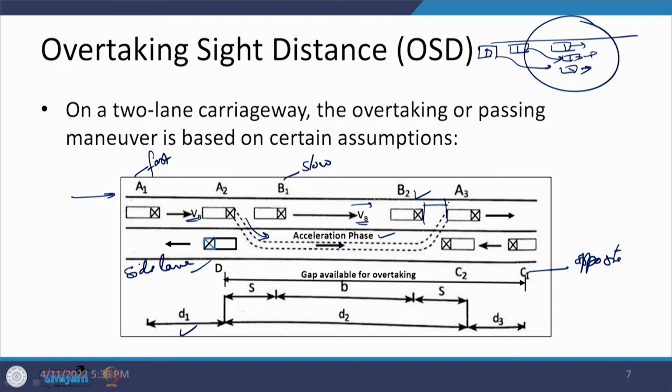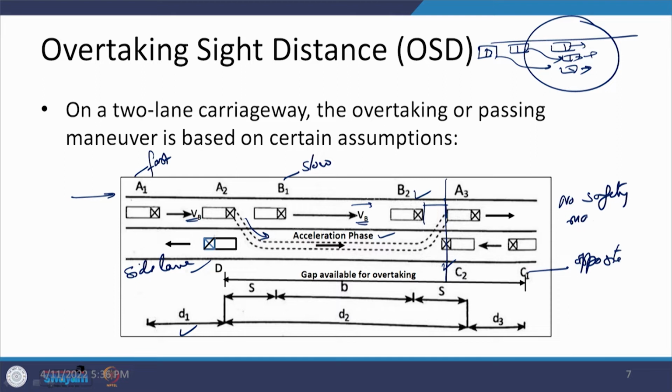And at the same time, the vehicle coming from the opposite direction, which was at C1 when the overtaking operation started, has now reached the location C2, and therefore they are exactly opposite to each other, and that is the only safety there is. So, there is no other safety margin.